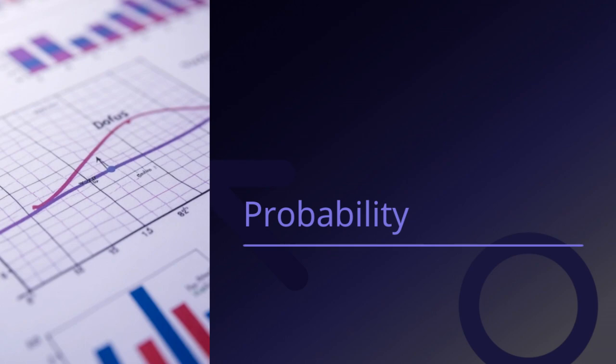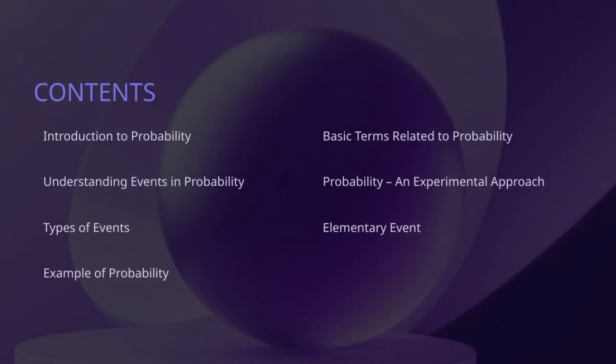Let's get started. Let's start with the concept of an elementary event. An elementary event is the most basic possible outcome of an experiment. For example, when you flip a coin, getting heads or tails are elementary events. Each outcome is simple and cannot be broken down further.